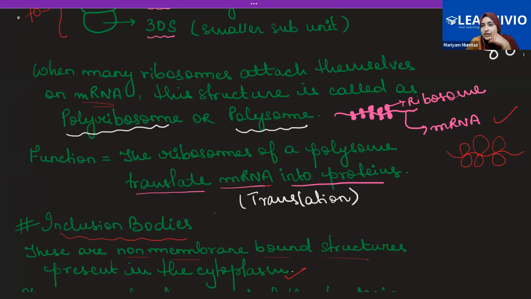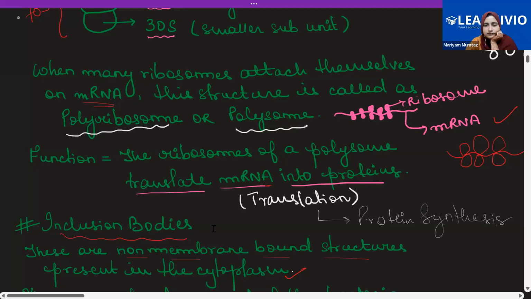And what is the function of this polysome? They will translate mRNA into proteins. Translation means protein synthesis. So, for the formation of protein, the ribosome attached with the mRNA is important. But this is not found in eukaryotes. Eukaryotes have a different mechanism. Clear? Yes, ma'am.